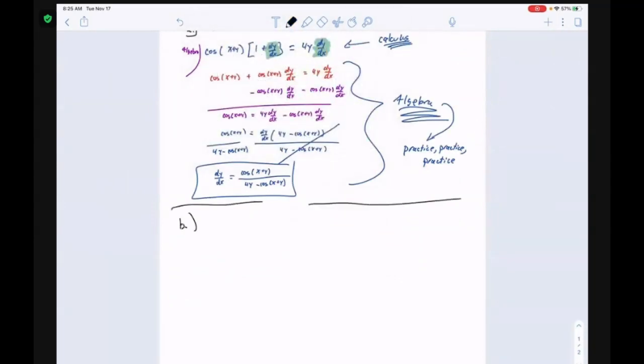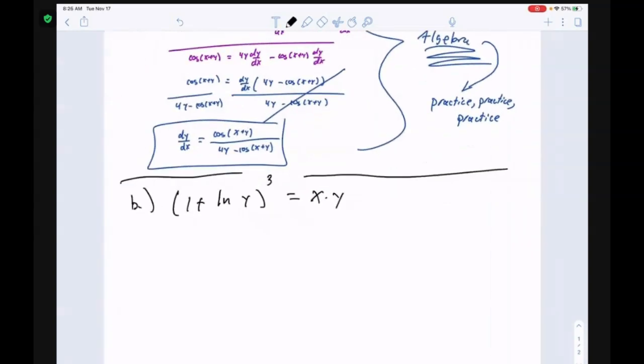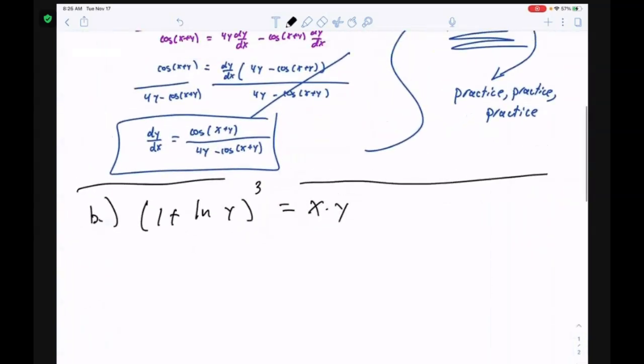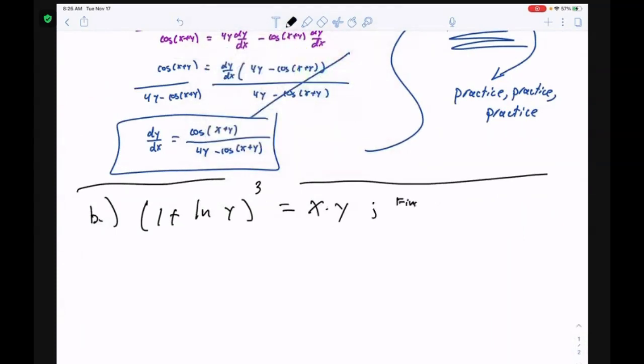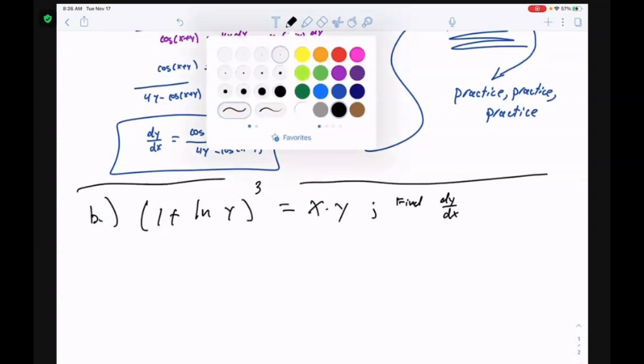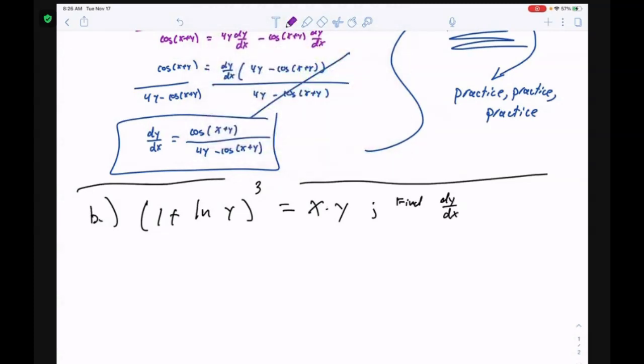B. 1 plus natural log of y, to the third power, equals x times y. Find dy/dx. All right. What do I do?